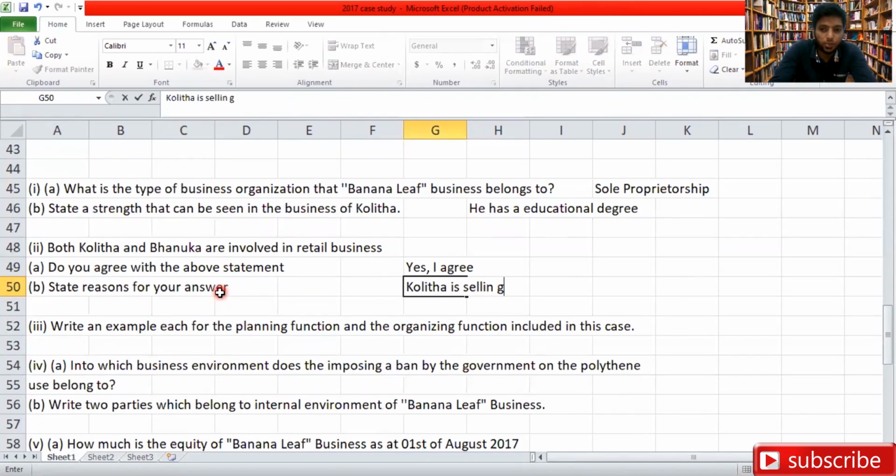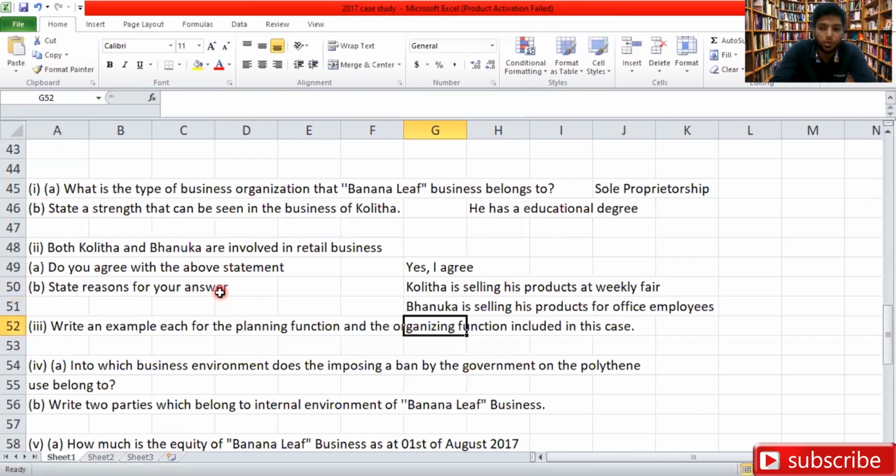Okay. So then I can also say what the reason is, because we can say Kolita is selling his products at weekly fairs, and you can say Bhanuka is selling products. You can say, where does he sell these products? To office employees. This is the reason they become retail businesses. Okay. So then we have to write an example each for the planning function and the organizing function, in this case.